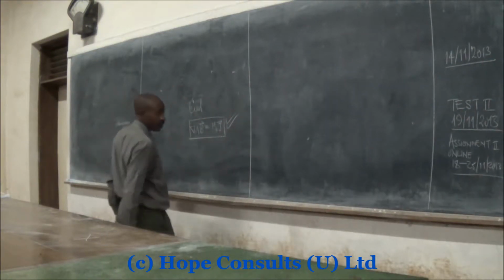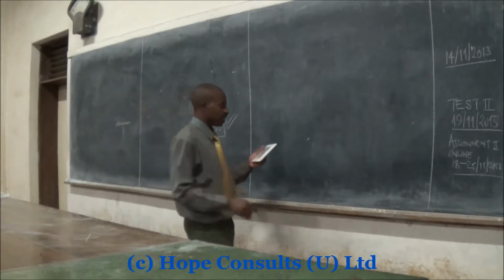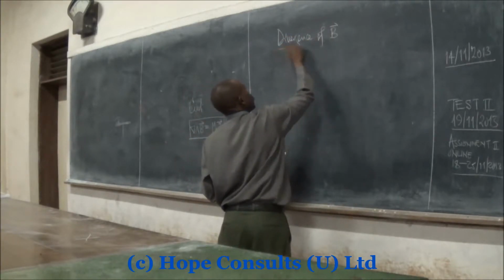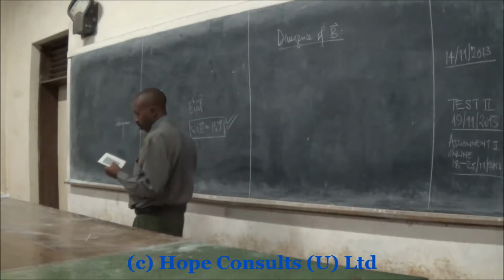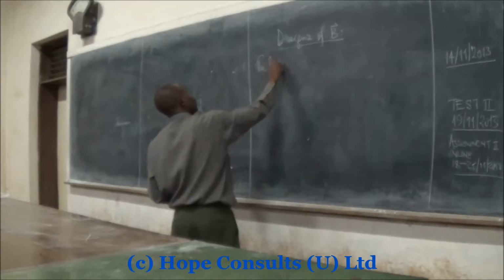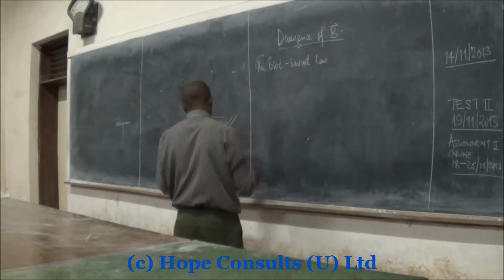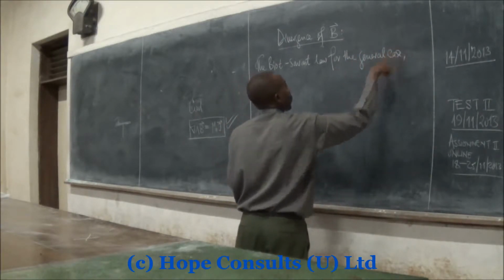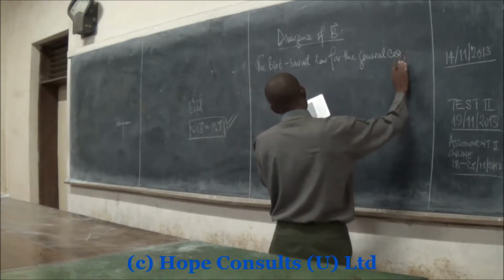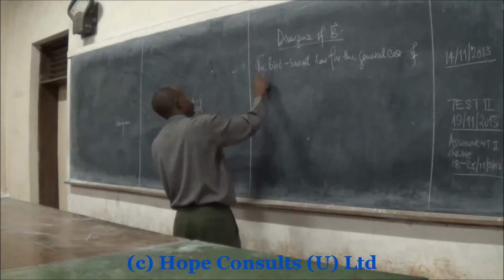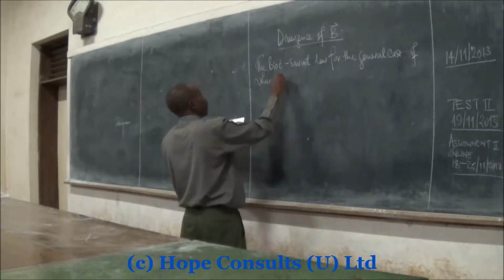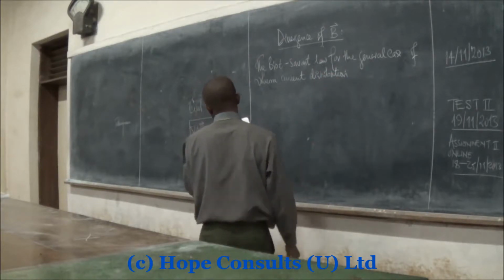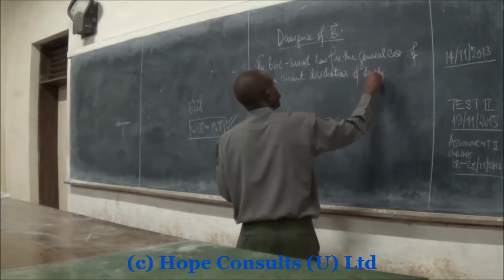So yes, this is where we stopped, and I left when I had said that we shall look at the divergence of B. Now the Biot-Savart law, for the general case, of volume current distribution, of density J.